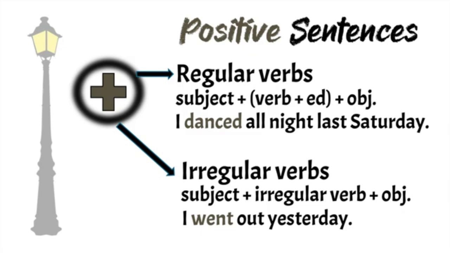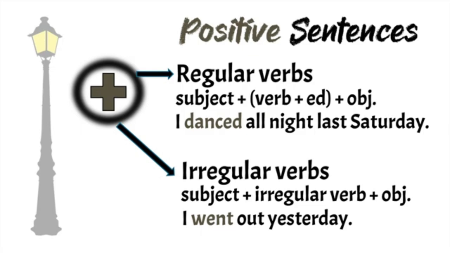Okay, how do I know that dance is a regular verb? Well, we just have to learn them. Okay, the same with the irregular verbs. Irregular verbs, you need to learn them by memory. So the formula is subject plus irregular verb plus the object. Like in our example, I went out yesterday. So went is the irregular past verb of the verb go.